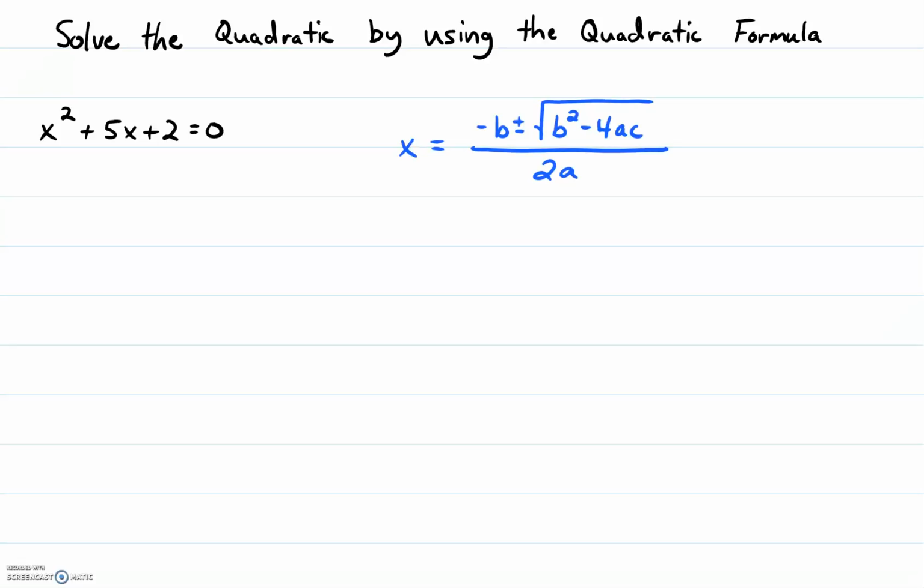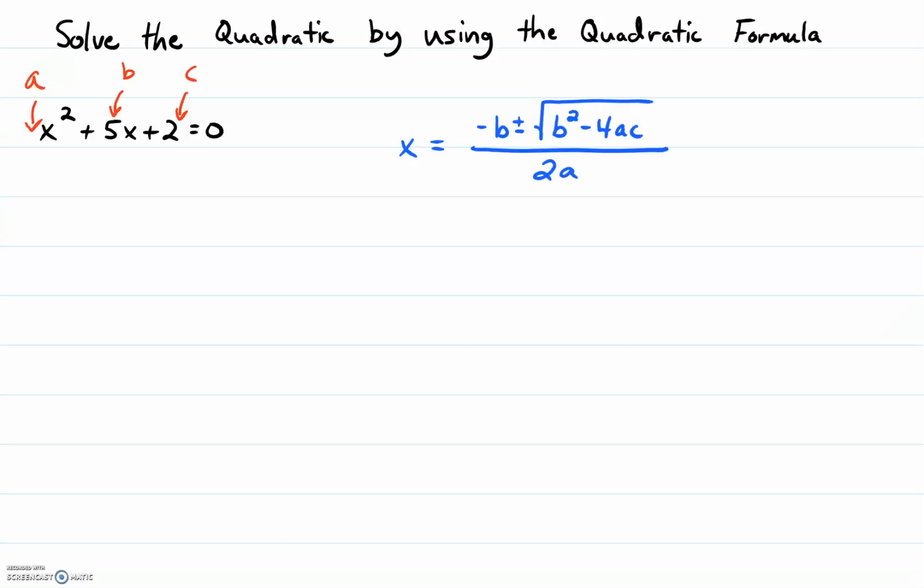So let's go ahead and talk about what a, b, and c are. When you're solving a quadratic equation and you want to use the quadratic formula, you want to be sure that all of your terms are on one side of the equal sign, and that it's equal to 0. Whenever that's the case, you can go ahead and pick out your a, b, and c. Whatever your coefficient is for the x squared term, that's going to be your a. A lot of times that's going to be 1. Whatever the coefficient is on your linear term, or the term with just x, that's going to be the lowercase b. So in this case, it would be 5. And whatever the constant term is, that's going to be our c. So in this case, it's 2.